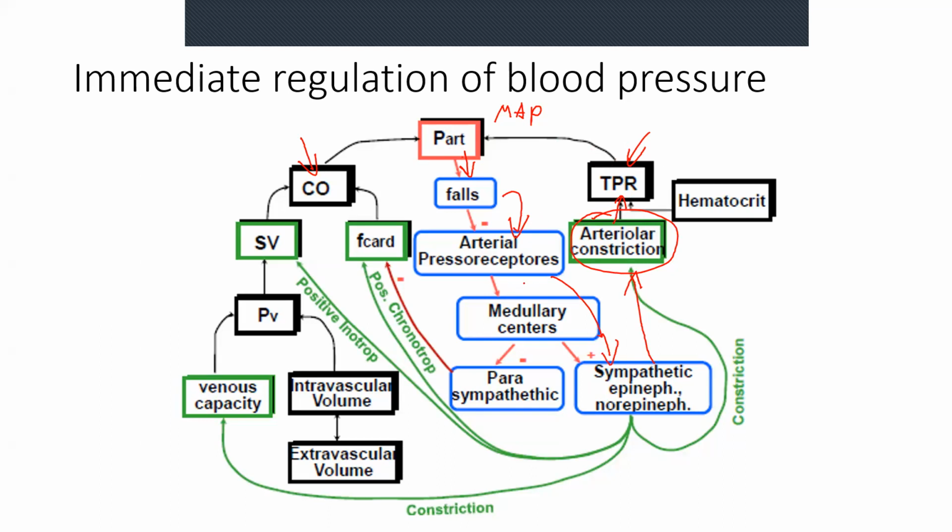Now, the other thing that happens is the activation of the sympathetic nervous system is going to cause constriction of the veins. Now this is going to increase venous pressure, which pushes more blood into the heart and increases stroke volume.